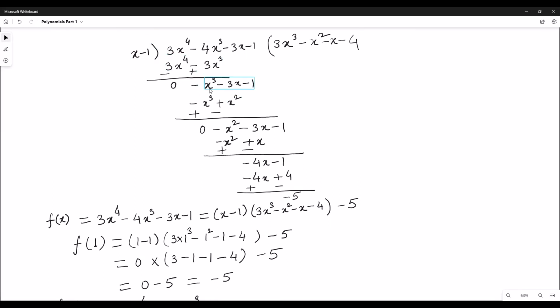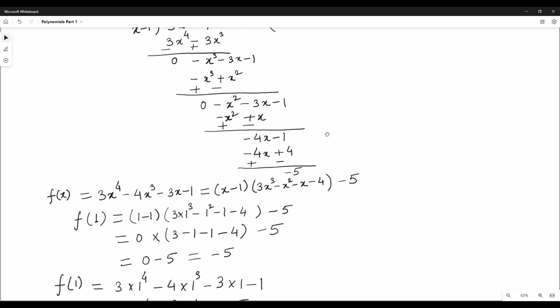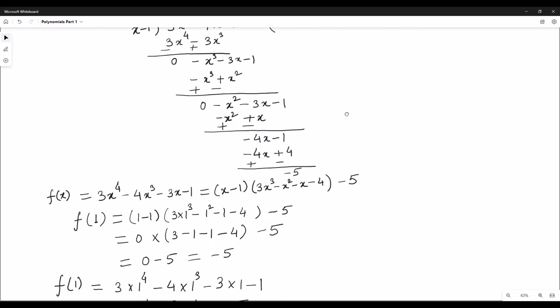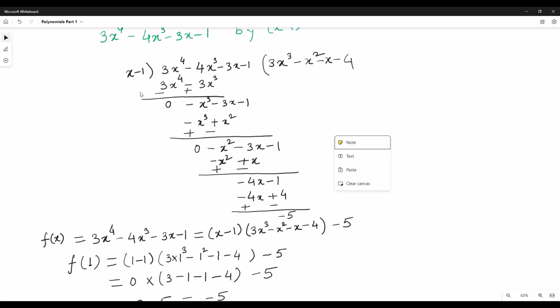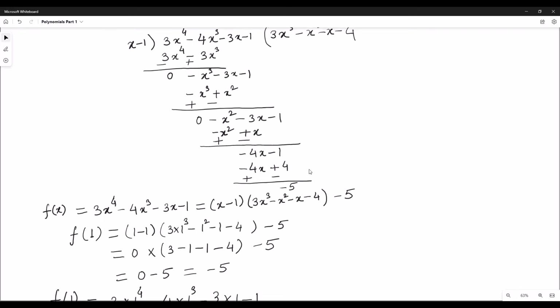Here the next term is minus x cube. So to make it 0, we have to multiply it with minus x square. Again, here we have got 4x minus 4x. So to make it 0, we have to multiply it with minus 4. So minus 4 is this, minus 4x plus 4. So the remainder becomes minus 5.